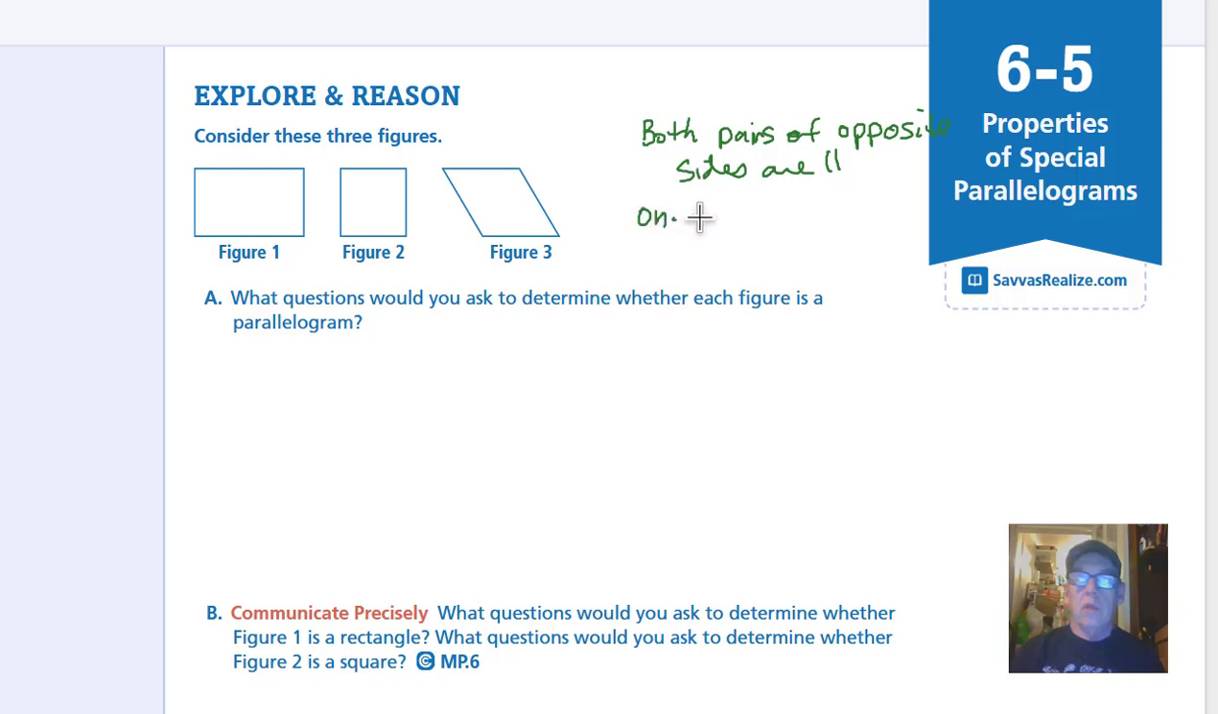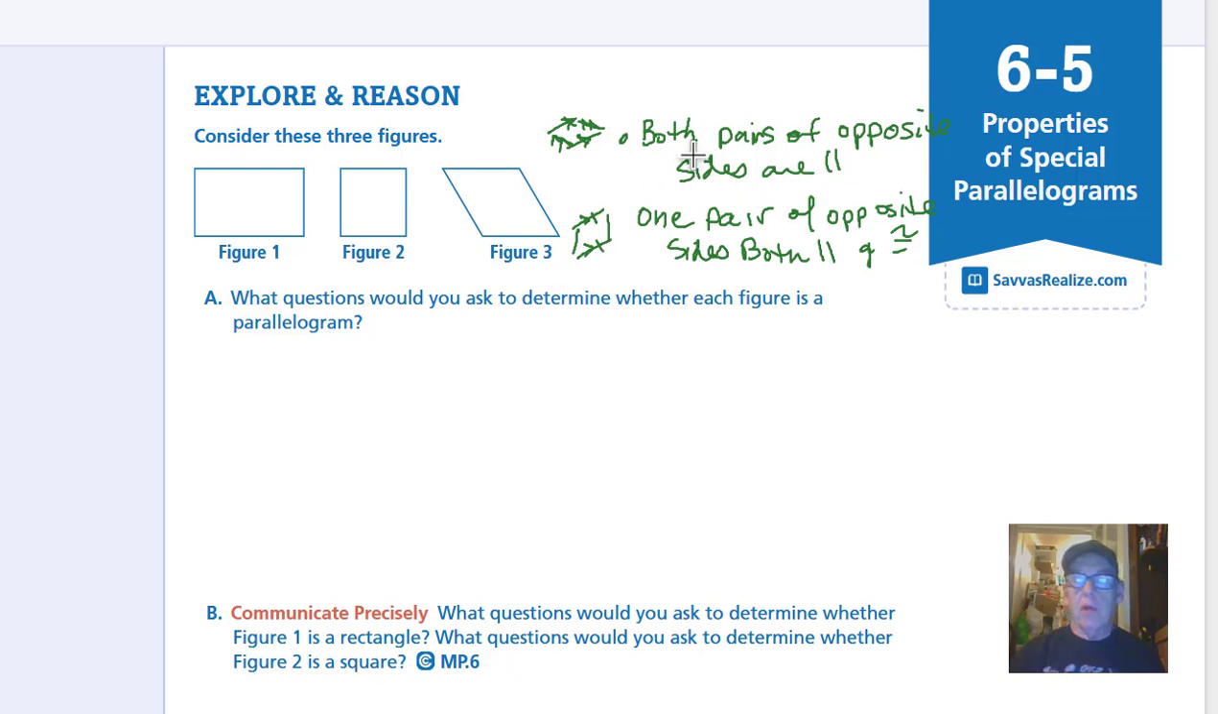One pair of opposite sides, both parallel and congruent, is also enough. So both pairs of opposite sides parallel, that would be 2, 2, 2, 2. Little arrows there, and then these two would be parallel. Or one pair, both parallel and congruent, look like that.